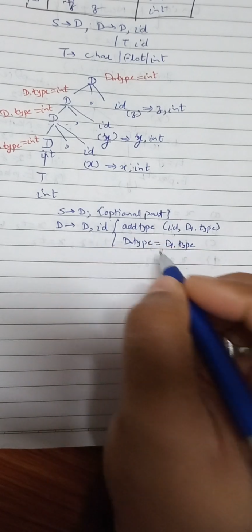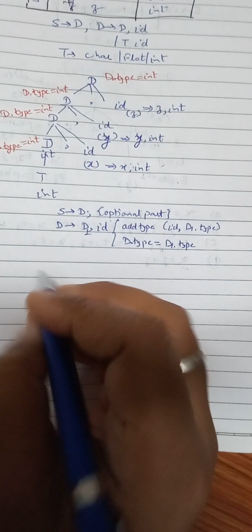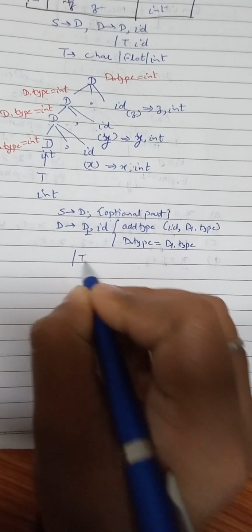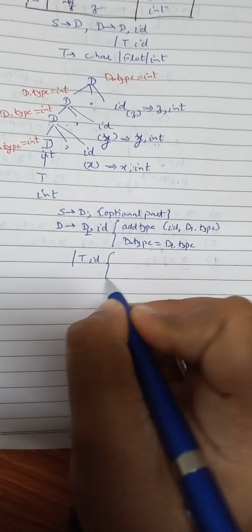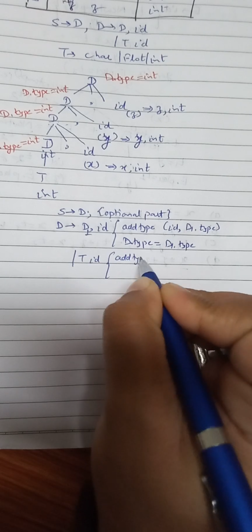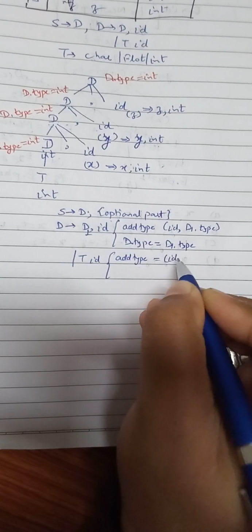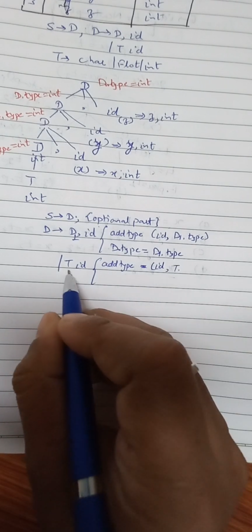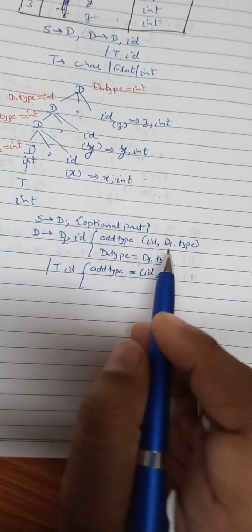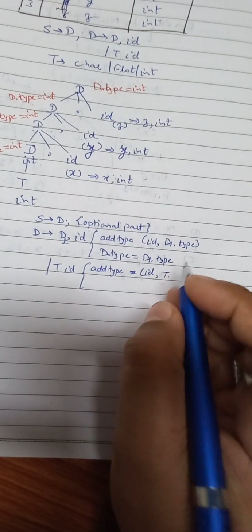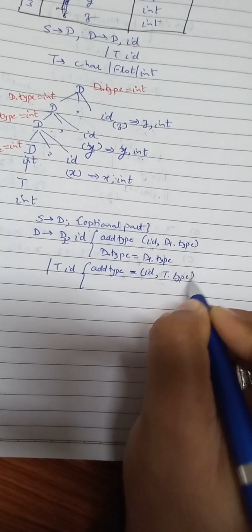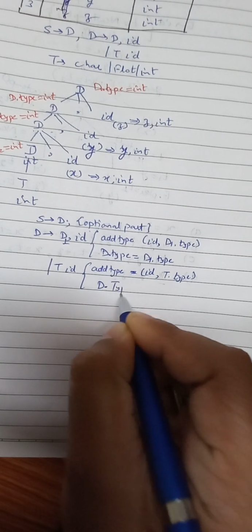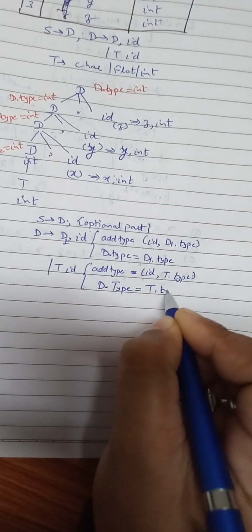So if we take D1 here, we can write D dot type is equal to D1 dot type oblique T dot ID. T dot ID is here, so we'll write T ID. So we'll write here at type is equal to T dot type, because we are having T here. Here we were having D, so we'll write D dot type. Or we can say simply, because D tends to T, we'll write D dot type is equal to T dot type.